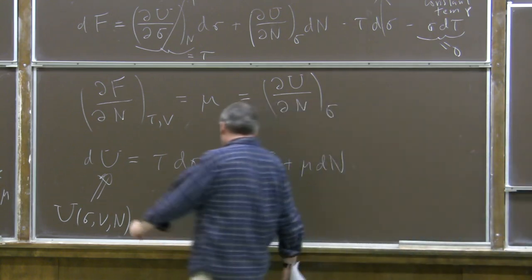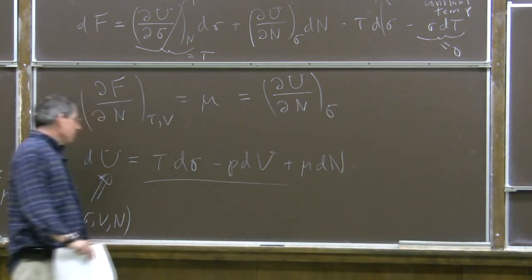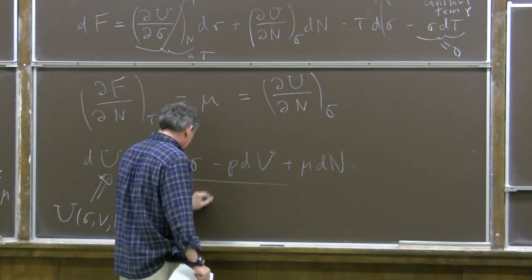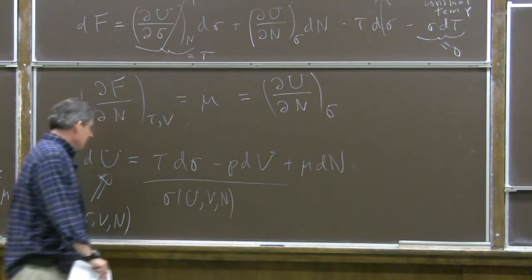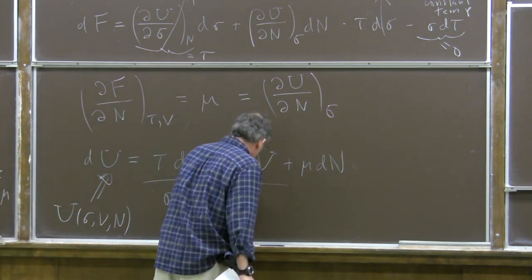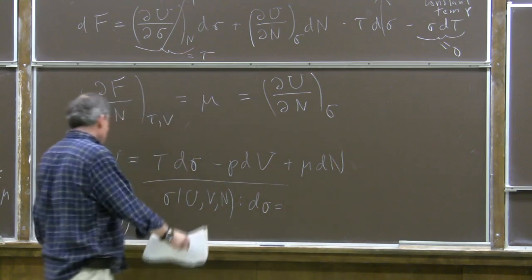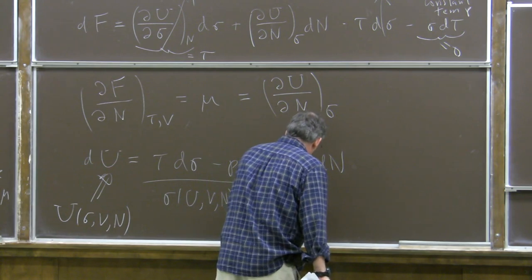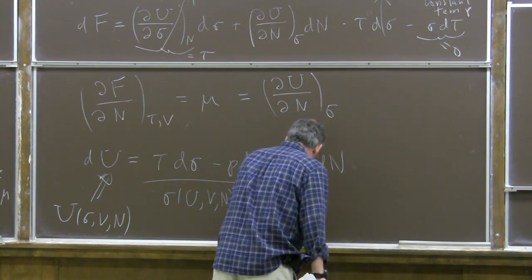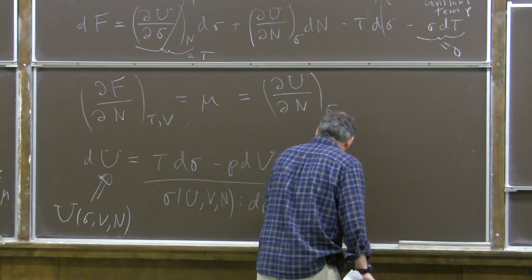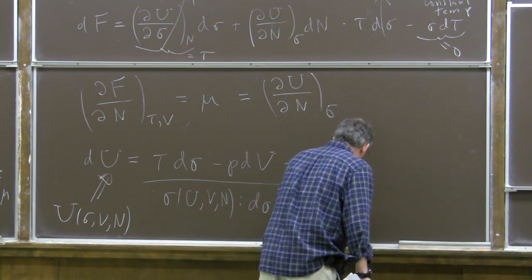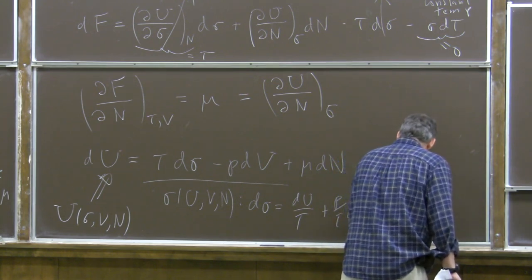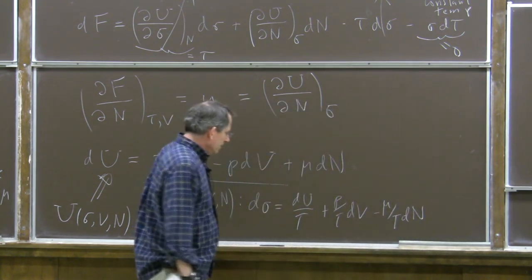Of course, we can also think of the entropy as being a function of energy, volume, and particle number. Write this as dσ, and put the other stuff on the other side and divide by tau. So it's equal to dU over tau plus p over tau dV minus mu over tau dN. That's supposed to be a tau.